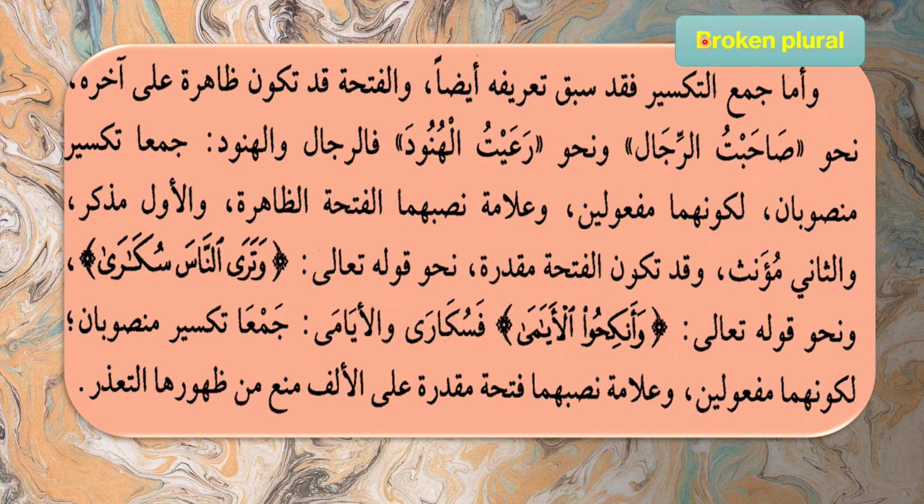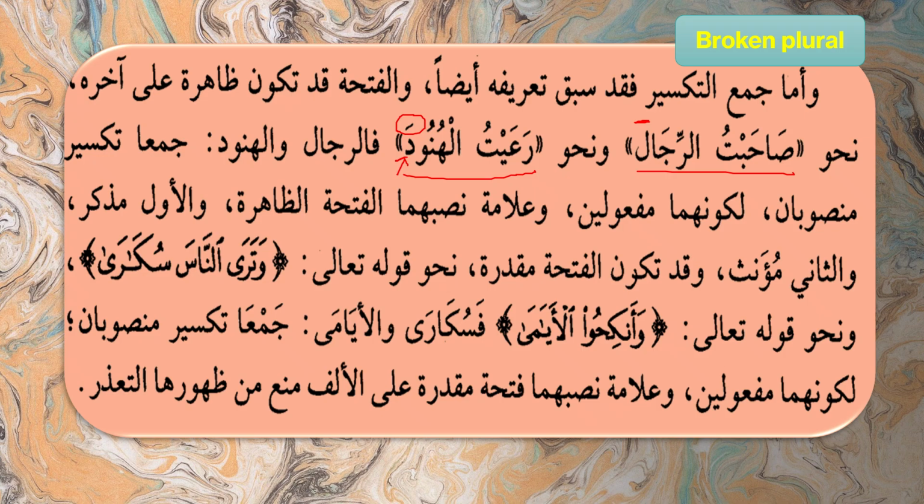Now we will deal with the broken plural, the jam' taksir. We will see two examples of jam' taksir, one with the clear fatha and the other with fatha muqaddara. So let's see. The first one is ra'aytu hunud. This is for the feminine. Al-hunud is the jam' taksir of Hind, and this is jam' taksir. The second one here, sahabtu rijal. Rijal is the jam' taksir of rajul, and in both the cases we can see a clear fatha.